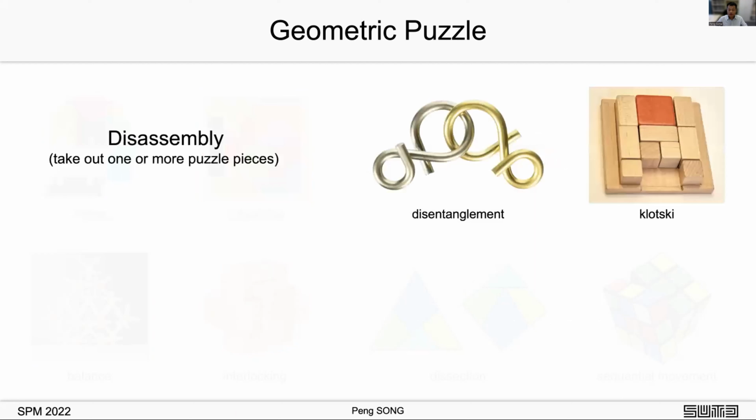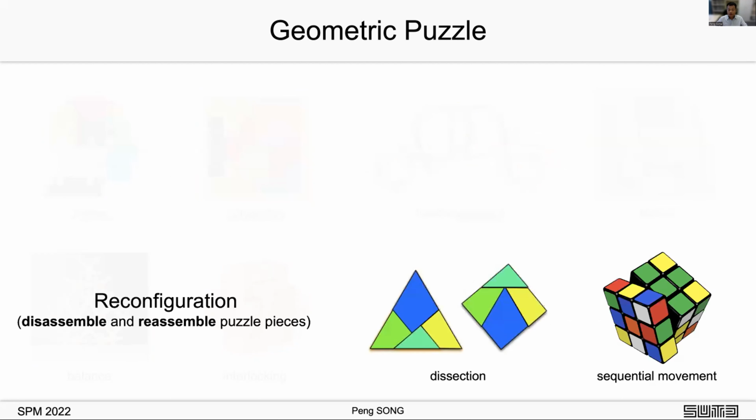Disentanglement and Klotski puzzles focus on disassembly, aiming to take out one or more puzzle pieces. While dissection and sequential movement puzzles focus on reconfiguration, meaning that one should disassemble the puzzle pieces in one state, transform them, and reassemble the puzzle pieces to form another state.